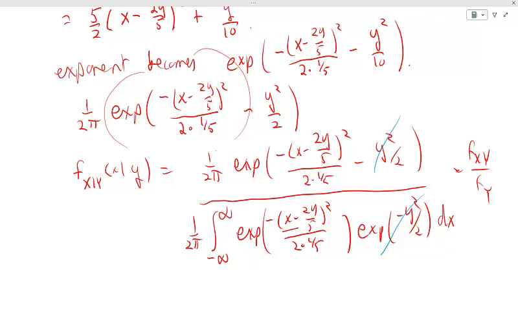Why is that? Well, you can see that this part is Gaussian. All that the minus 2y over 5 does is shift it over. Right? So it's a shifted Gaussian that you're integrating over x. The y doesn't affect the value. So this whole entire bottom becomes a constant.